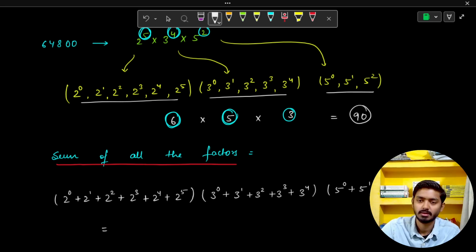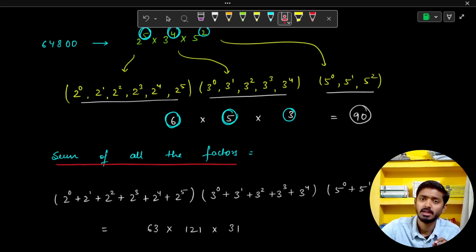This would be 32, 16, 8, 4, 2, 1. That would be 63 times 81, 27, 9, 3, 1. 121 times 25, 5, 1, 31. Well, we are not going to multiply this. You can deduce the answer by using the unit digit or digit sum when you are given options, all right? This is how we find the sum of all factors.